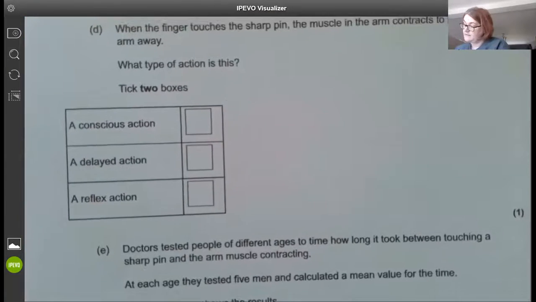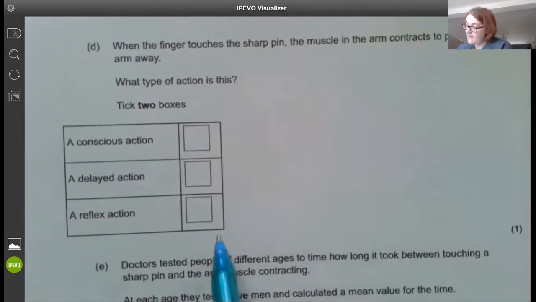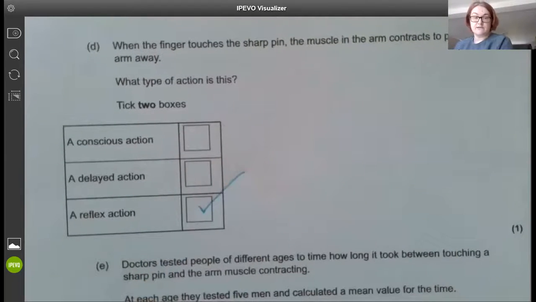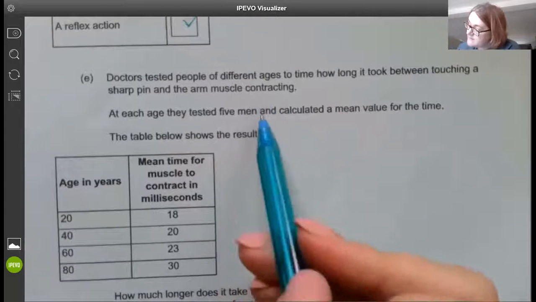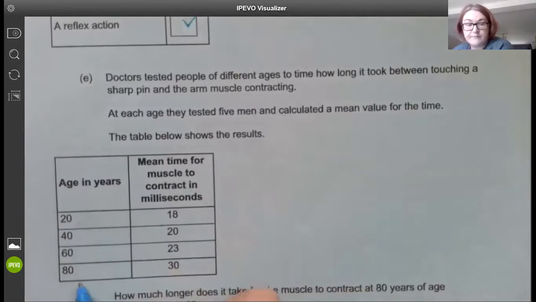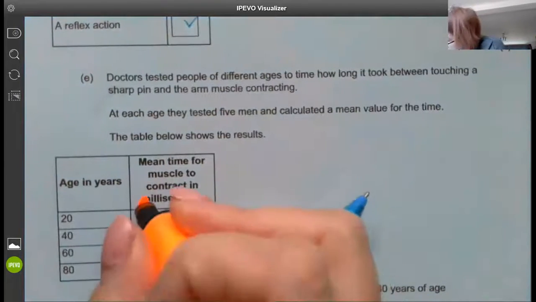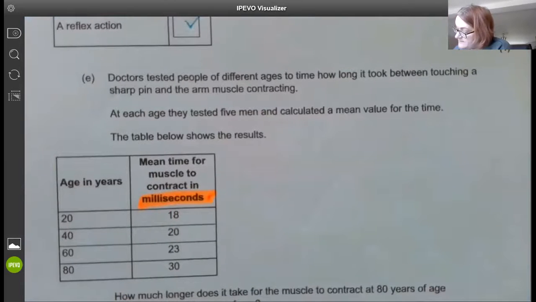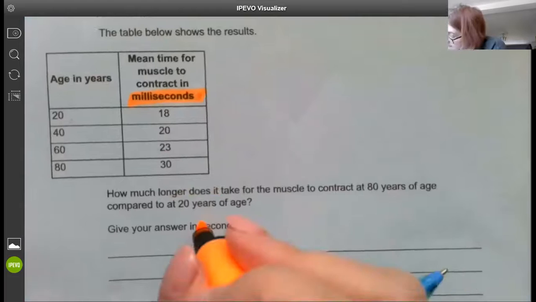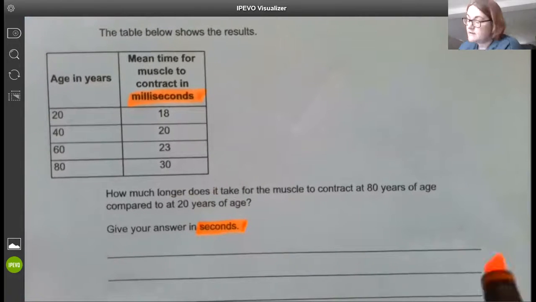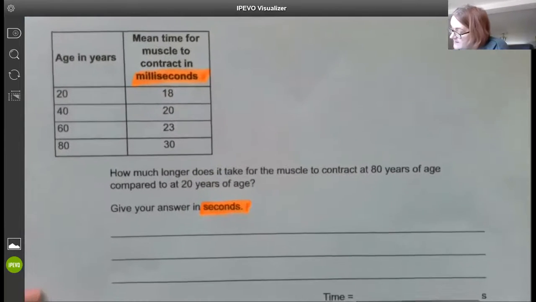And then the second question, what type of action is it? It's a reflex action. And the doctors are testing different ages. So we've got their age going down here. And this is an important bit that we've got here. It's got their time in milliseconds. Now, if you look at the answer, it wants you to give an answer in seconds. So you're going to have to convert between milliseconds and seconds.